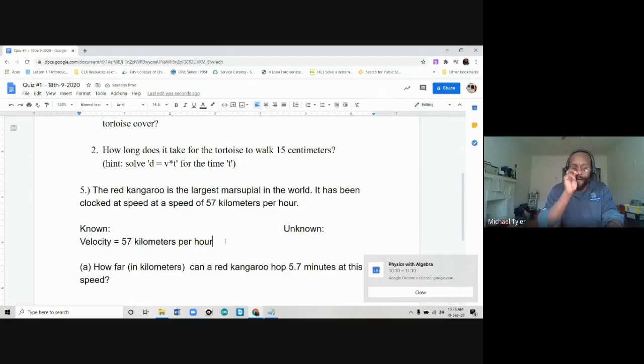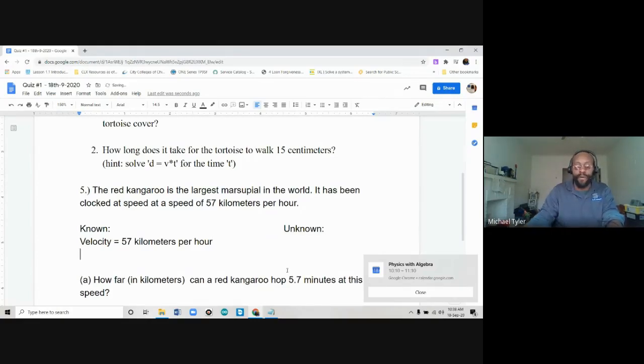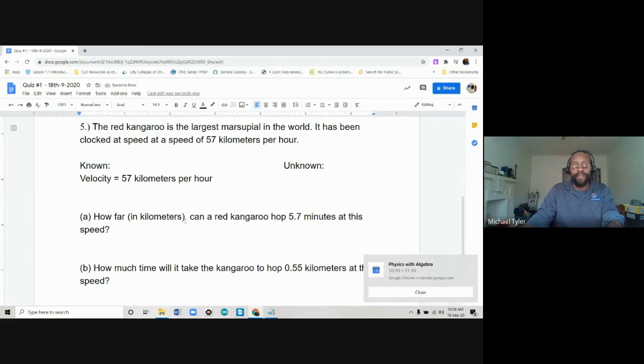Next, in part A, they give us something else for our known value. How far can it hop in 5.7 minutes? So that is a time of 5.7 minutes. Remember, the problem is asking you for things in hours, and it's telling you to keep the distance in kilometers. So we only have to change the hour part to minutes to work with this value. Let's keep going.